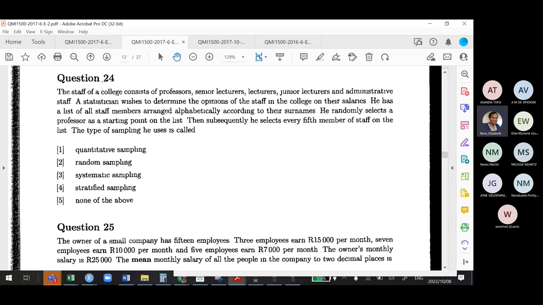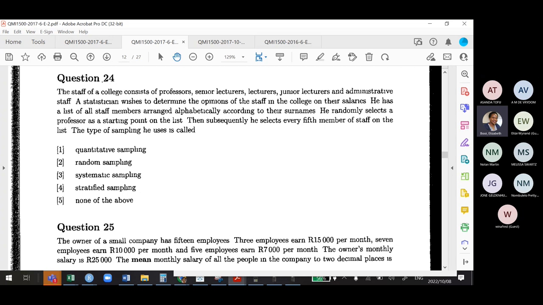So let's see which one of these statements refers to any of the types of random sampling. The staff of a college consists of a professor, senior lecturer, lecturer, junior, and administrative staff. A statistician wishes to determine the opinions of staff in the college on their salaries. He has a list of all staff members arranged alphabetically according to their surnames. He randomly selects a professor as the starting point of the list, and then subsequently selects every fifth member of the staff on the list.